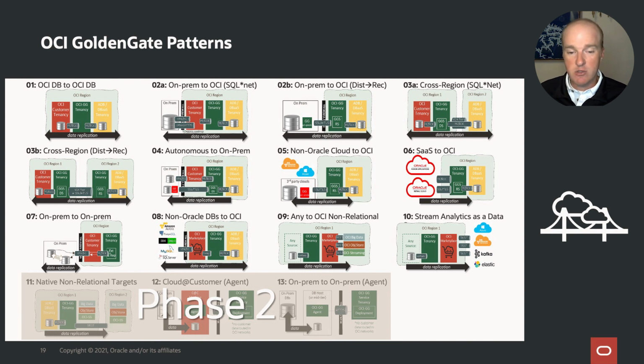We'll also be having 12 and 13, which is the ability for us to do Cloud at Customer, so we can replicate data using Cloud at Customer without moving that data through the cloud. And then that evolves into 13 as well, which is 7, but really it's the use case that everyone here would want to use, is the fact that we want to allow you to replicate data on-premise without moving that data through the cloud.